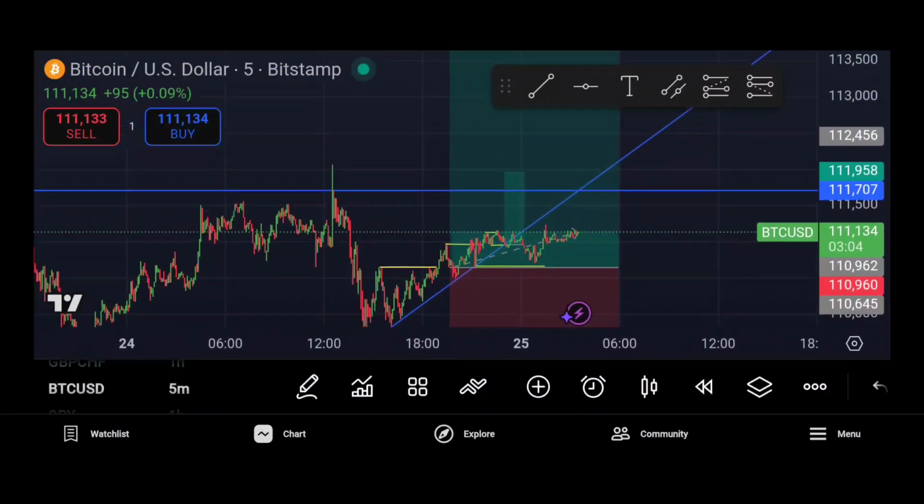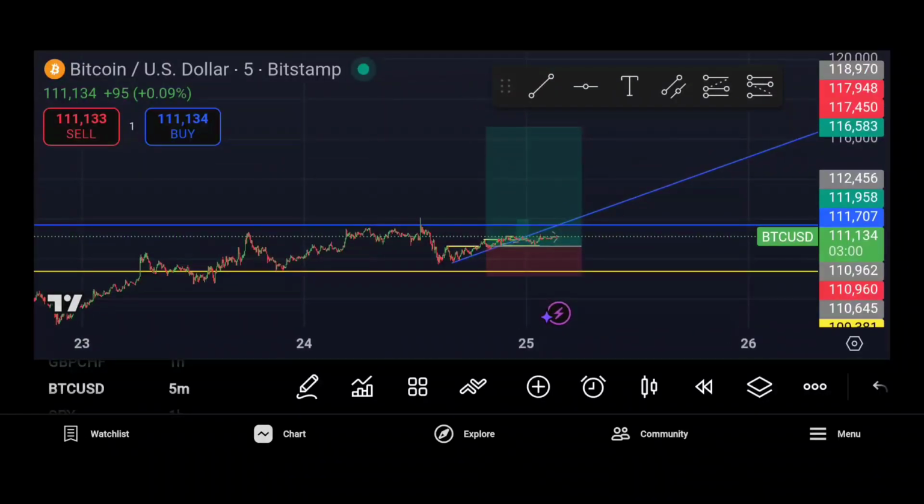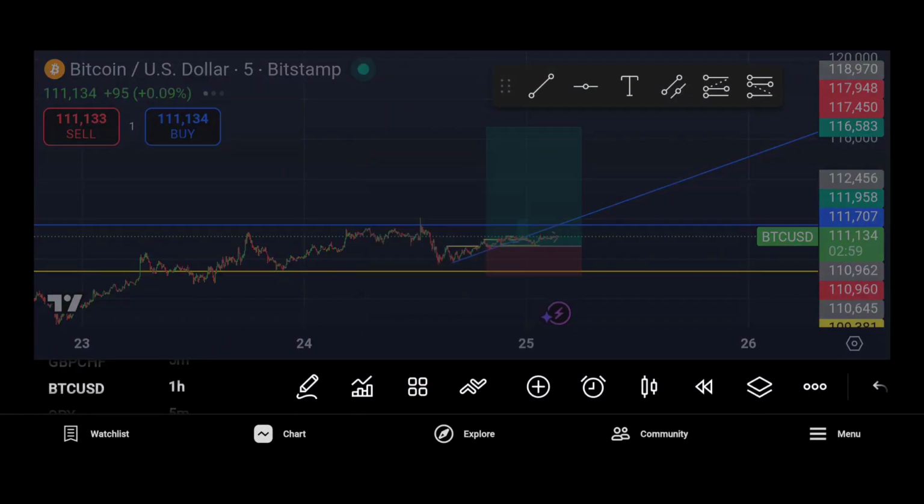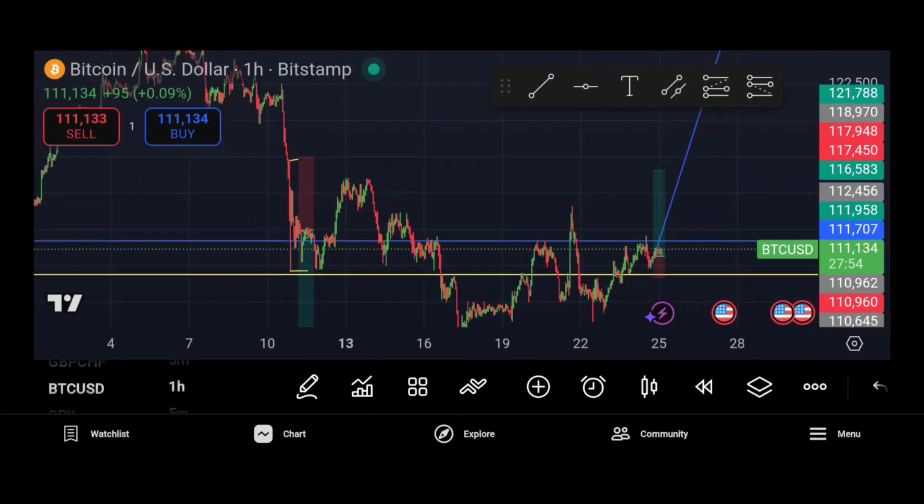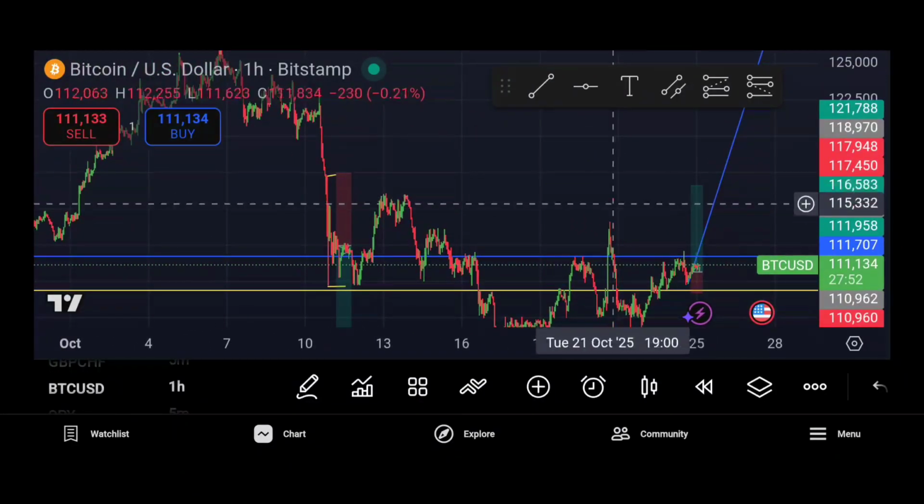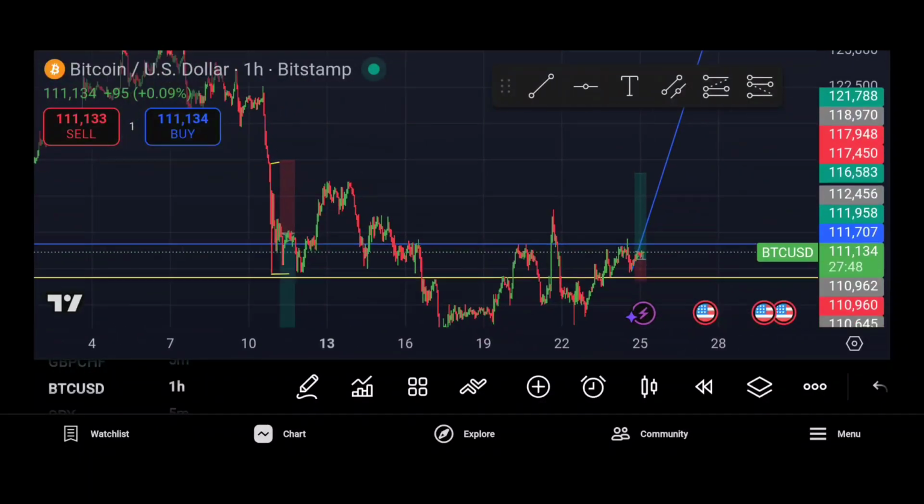So I'm targeting a point of interest on the 1 hour, and I will show you. I'm targeting that point of interest right there. If the market is able to reach there, we are all good.